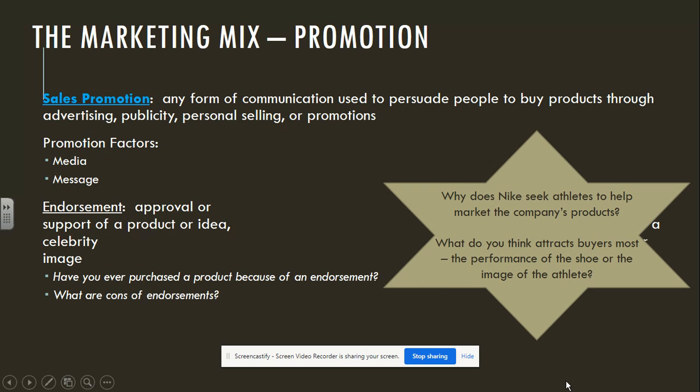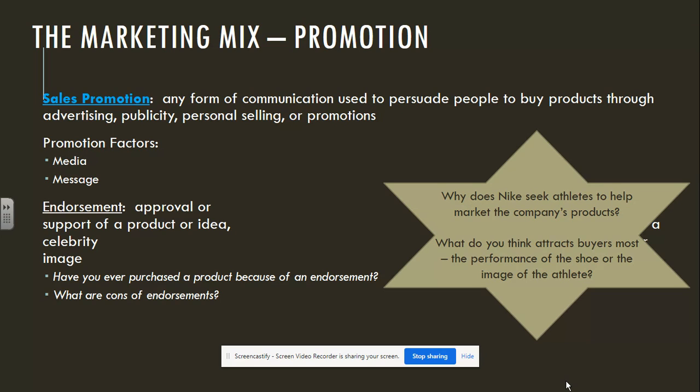And then finally, our fourth P is promotion. Sales promotion, as I said, is any form of communication that's used to persuade potential customers to buy your product. That could be through advertising, publicity, personal selling, or promotions themselves. There are several promotional factors you have to consider. What is your media? Meaning, how are you going to reach your consumers?